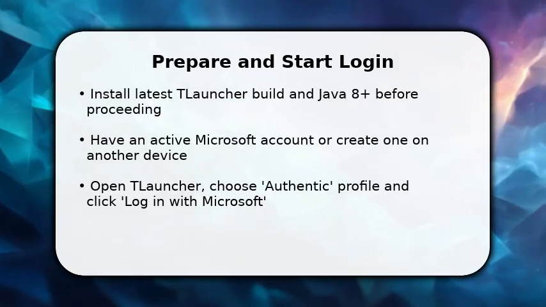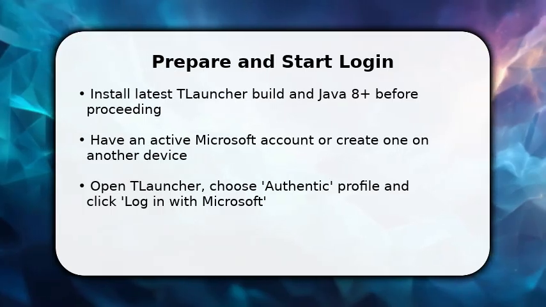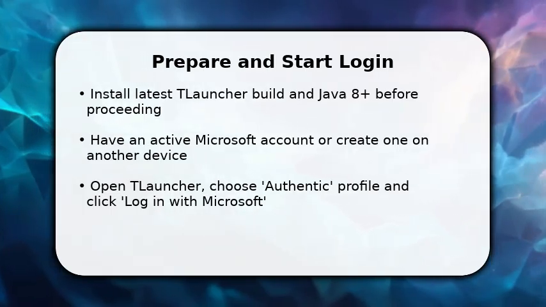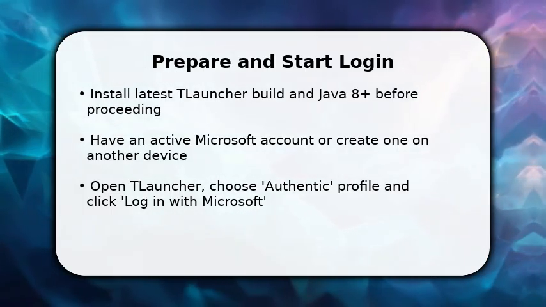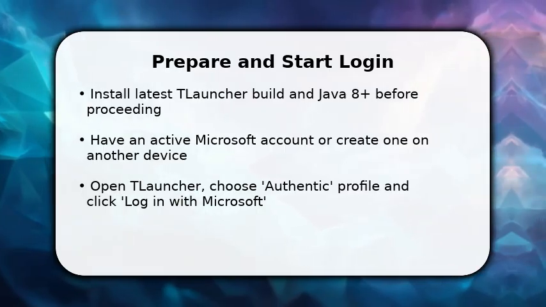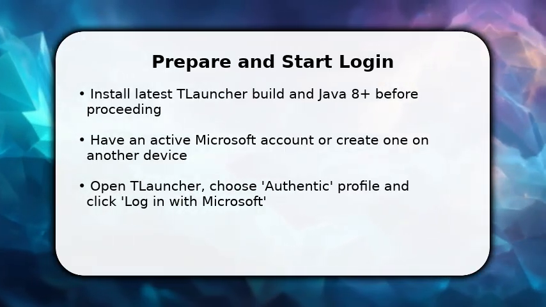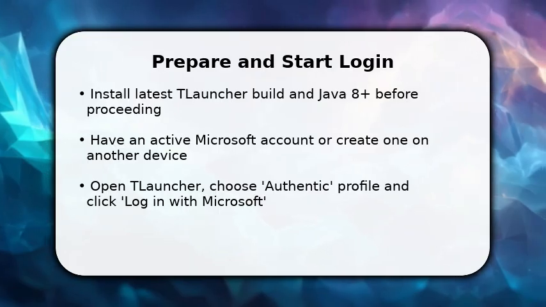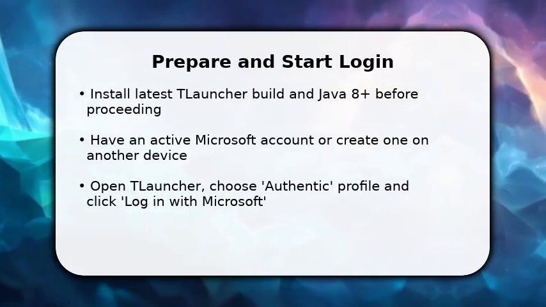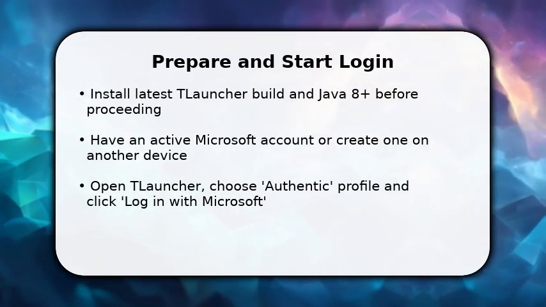You begin by ensuring Tlauncher and Java are up to date. This prevents auth errors. Once done, open Tlauncher and select the authentic profile because it supports Microsoft OAuth. You need a real Microsoft account ready. If you don't have one, create it on a phone or browser now.